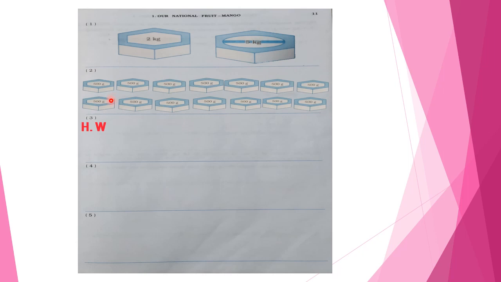Is it clear? So draw 14 500 gram weights, because 500 multiplied by 14 we got 7000, because 14 fives are 70 and 2 zeros. So its answer is 7000 gram. Like this, you can draw different weights here, but your answer either should be 7 kg or 7000 gram.